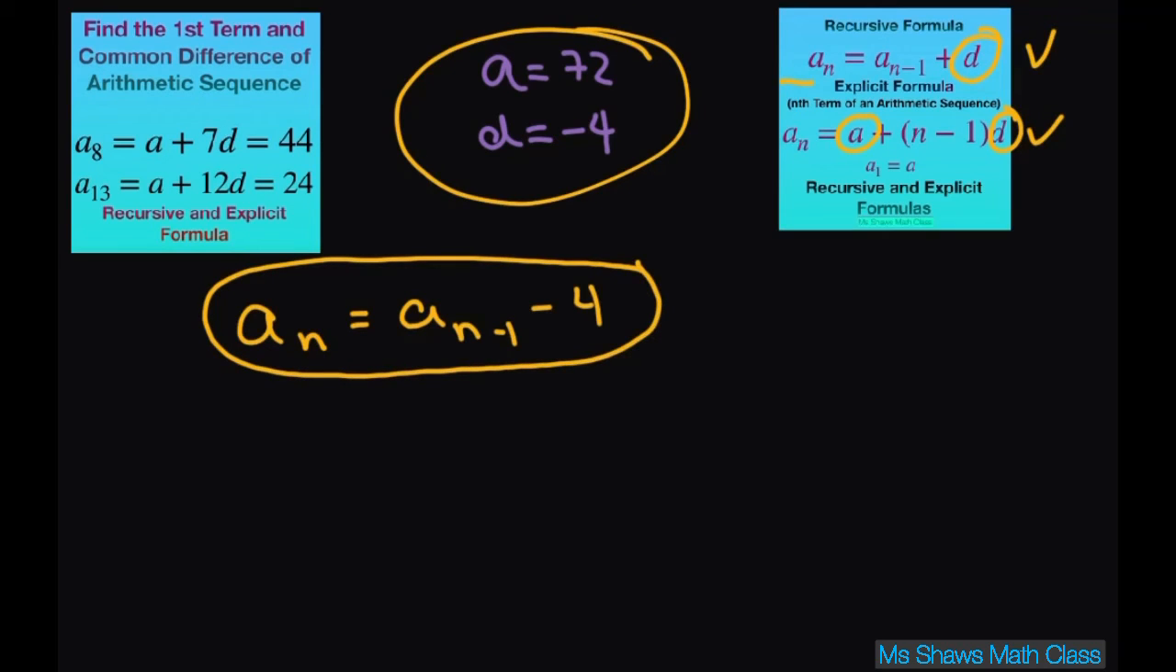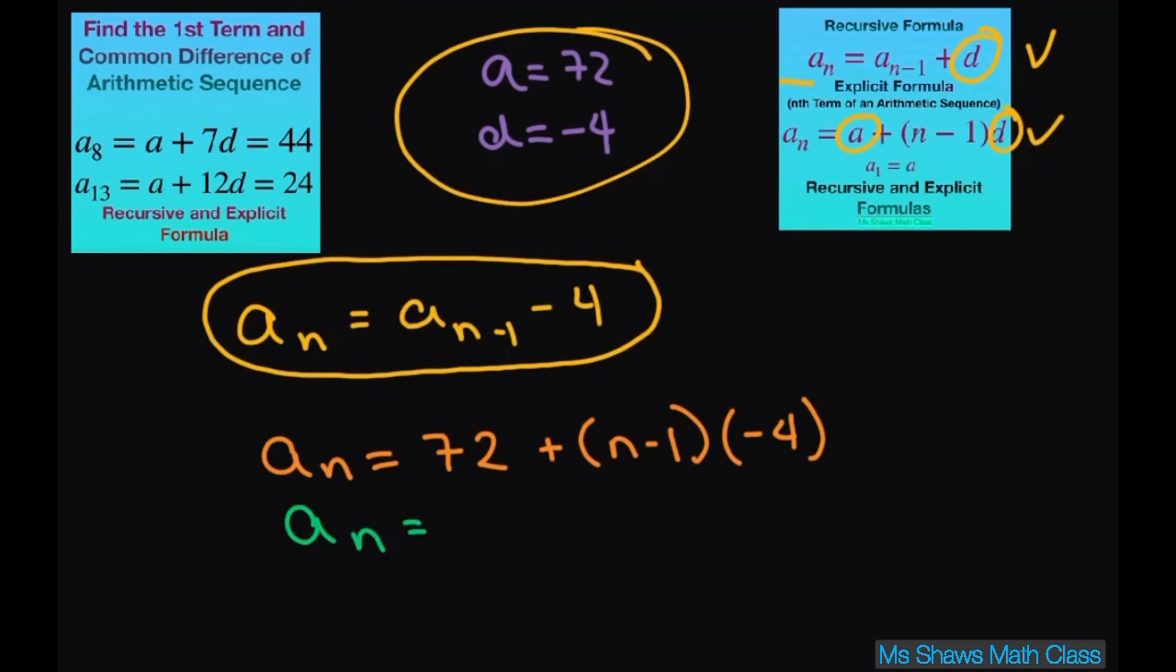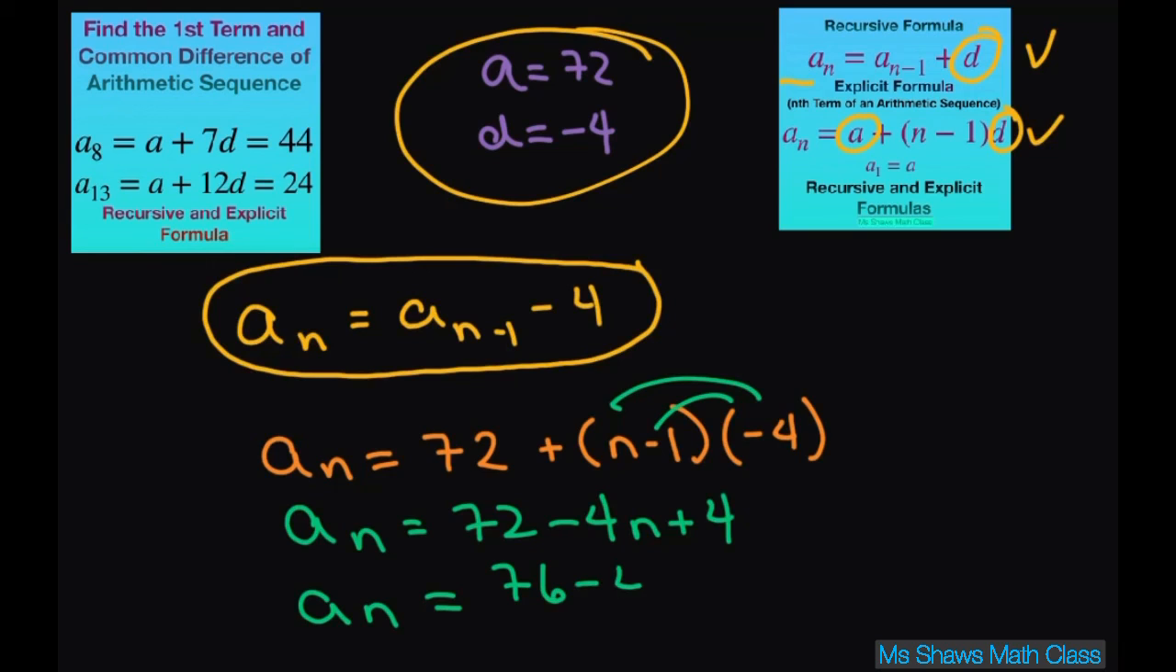Now your explicit formula, just write a sub n equals 72, your first term, plus n minus 1 times negative 4. For this one, we are going to have to simplify. So we have a sub n equals 72, go ahead and distribute that, minus 4n plus 4. So this is going to give you a sub n equals 76 minus 4n. And that's your final answer.